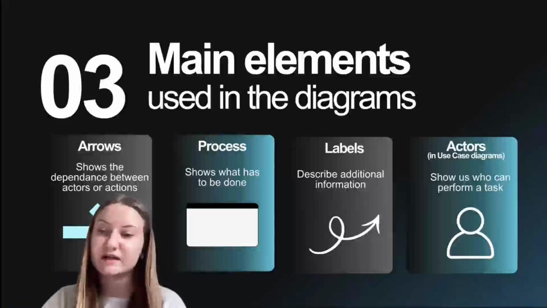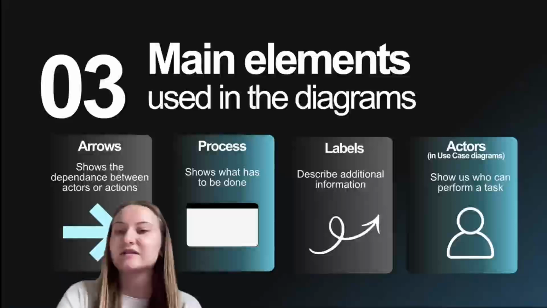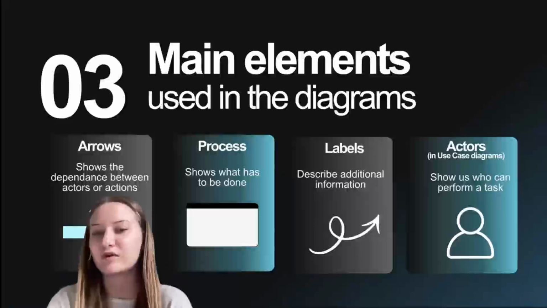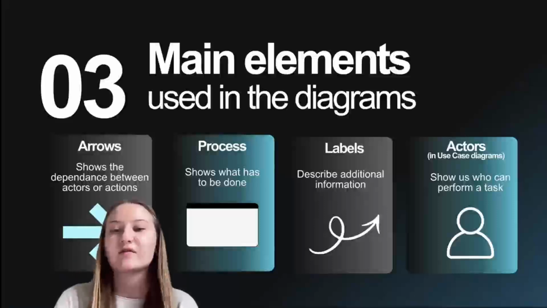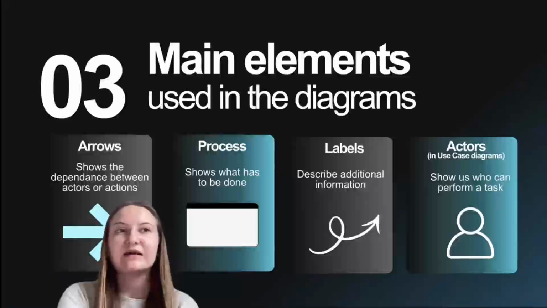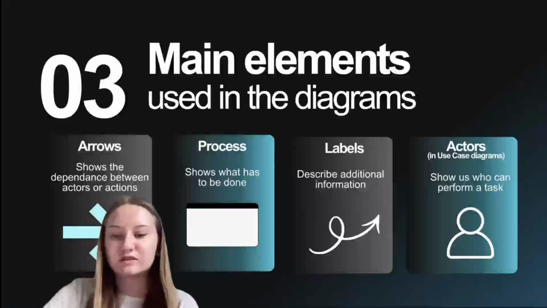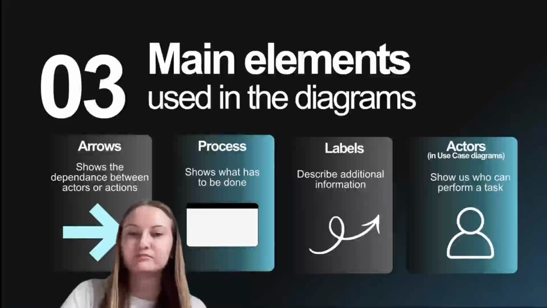And the next one is actors. It is mostly used in use case diagrams. They show us who can perform a particular task. For instance, what an admin of the system can do, or a regular user of the program.